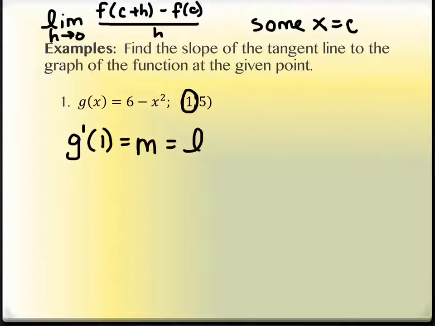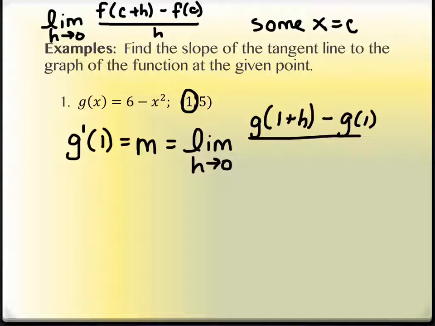So the definition says I'm going to do the limit as h goes to 0 of my function g. So this is g(1 + h). All I'm doing is replacing all that notation where it said c with 1, minus g(1), over h. And if you use the f instead of the g here, it's not a huge deal. Our function name on this one is g. The function name in the general formula was f. It doesn't matter to me.